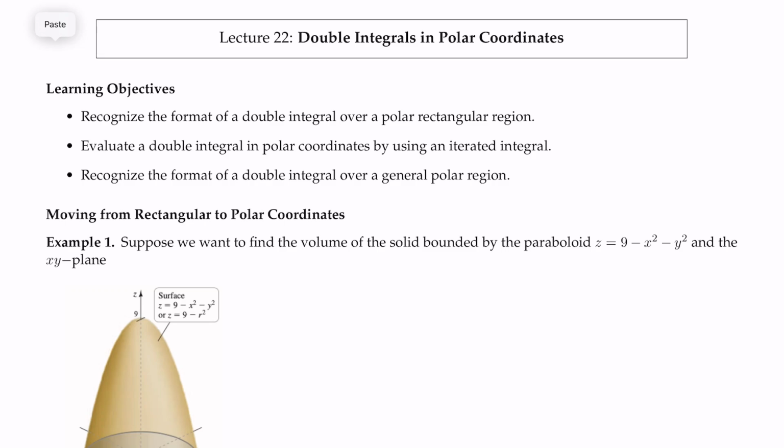Hello everyone, this is lecture 22, double integrals in polar coordinates. In the past, we explored polar coordinates and saw that in certain situations, they simplify problems considerably. The same is true when it comes to integrations over plane regions.